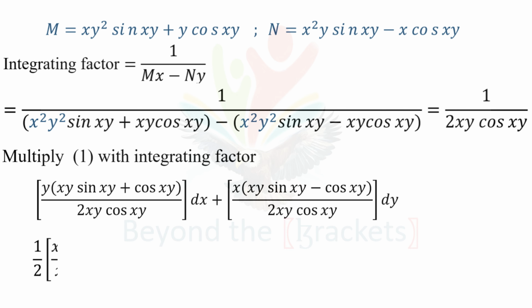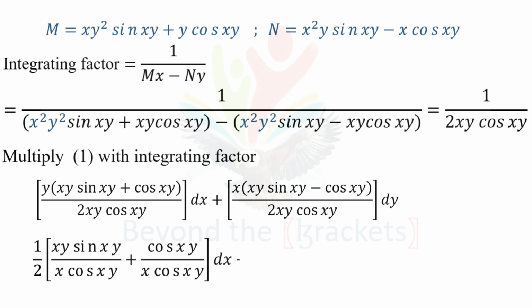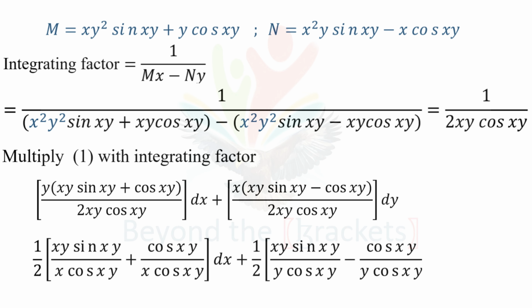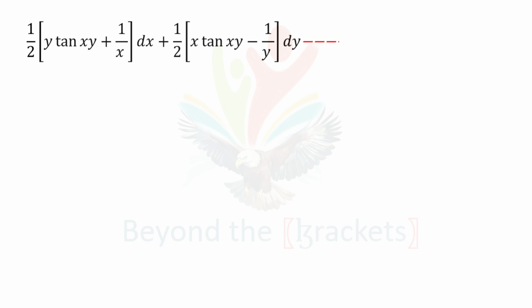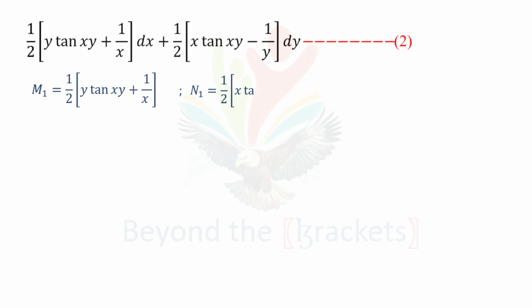For the first term, y common in the numerator gets cancelled with the denominator, and for the second term, x common in the numerator gets cancelled with the denominator. For both the terms, 1 by 2 is common and we separate both the terms in the numerator. Replacing sin xy by cos xy with tan xy, this is the new equation formed, which will be called equation 2. Again, the new coefficient of dx will be M1 and the new coefficient of dy will be N1.